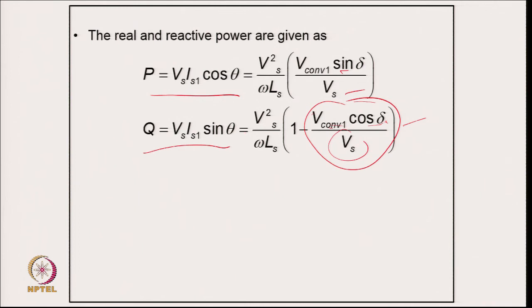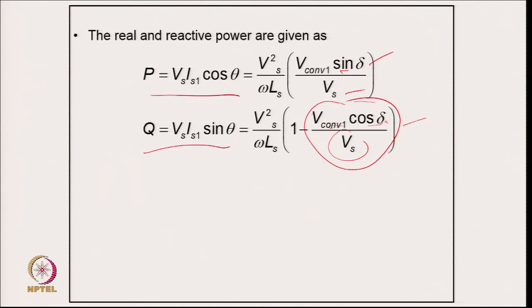Of course, the delta will be decided by power flow, because we consider that these two voltages will be very close to each other. So, this will cancel out, and it will become Vs into V converter divided by X into sin delta. That is the typical power equation in power flow in your power system.